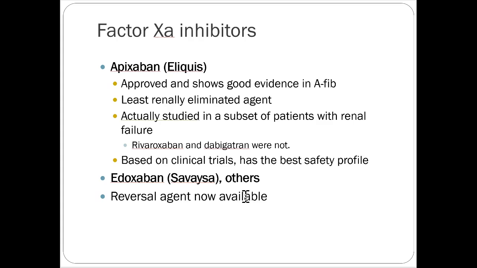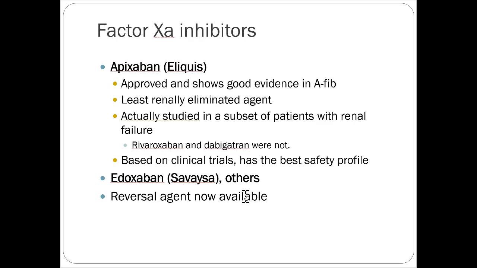Factor Xa inhibitor continued. Apixaban, Eliquis, is approved as well. It shows good evidence in AFib. It's used in venous thromboembolism as well. It's the least renally eliminated agent. We might actually see some studies coming out saying you can use this in patients with renal function, which would be great.